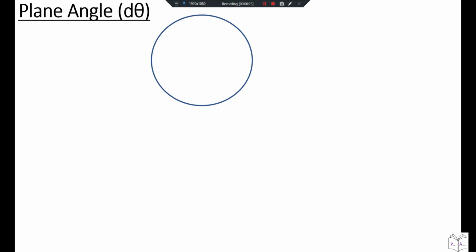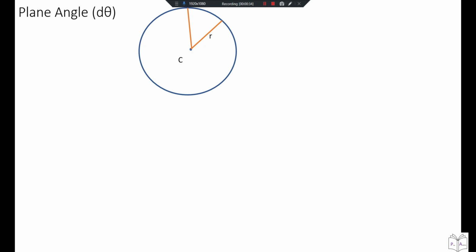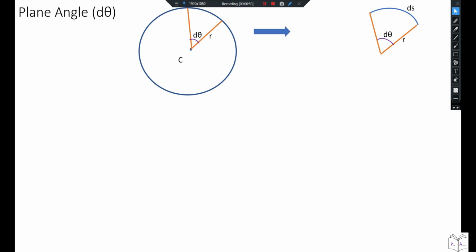So far we have seen the explanation about 3D and 2D. Now we will see plane angle d theta. For that, let us consider a circle. Let O be the center point of the circle and r be the radius of the circle. Let us draw another line similar to this radius such that the angle between the two lines be d theta. Then we can cut out this arc separately like this. Then we have another term called ds. So this ds indicates this arc length.